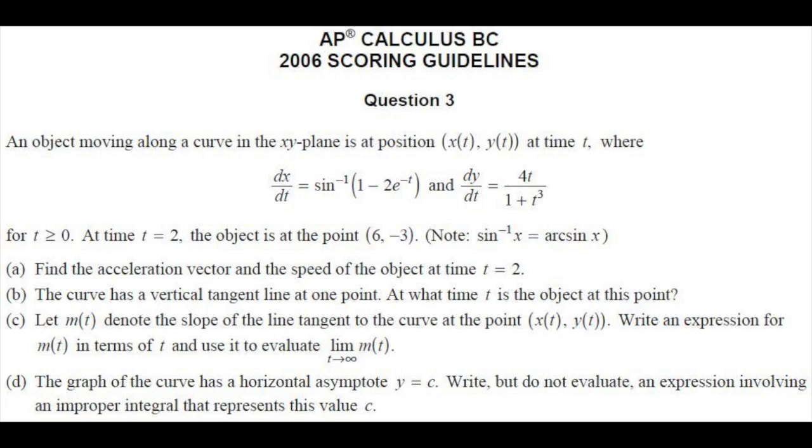So today we're looking at question 3 from the 2006 BC test. This is a parametric question and also a calculator question. So to start off, let's just read the question. An object moving along a curve in the xy plane is at position x of t, y of t at time t, where dx/dt equals that and dy/dt equals that for t greater than or equal to 0. At time t equals 2, the object is at the point (6, -3). So for part A, find the acceleration vector and the speed of the object at time t equals 2.